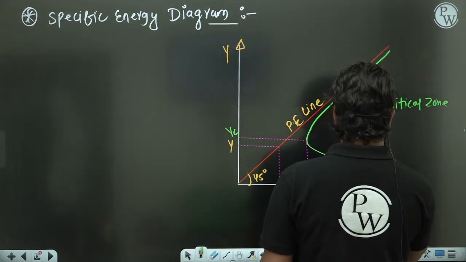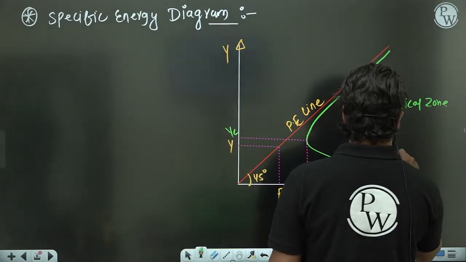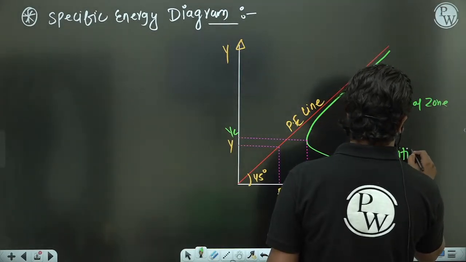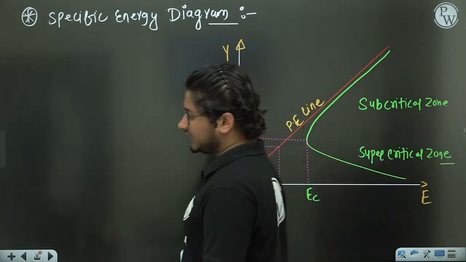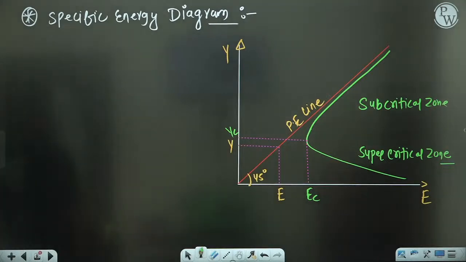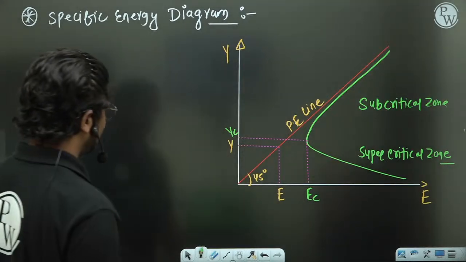The lower limb has depth lesser than the critical value. So here I am writing supercritical zone. Supercritical zone. Okay.